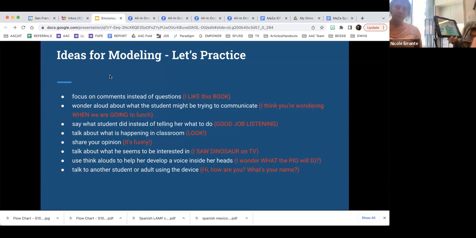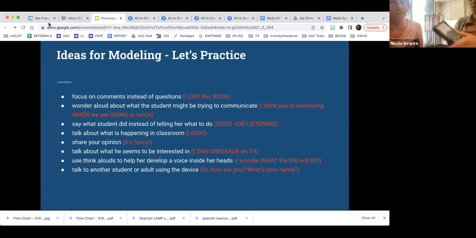So like this first one, you're reading a book together, you can say verbally with your mouth, I like this book, but then you may only model I like. And it's easier to just model reading there because that's what comes up on the screen. So you could say, I like reading or book.